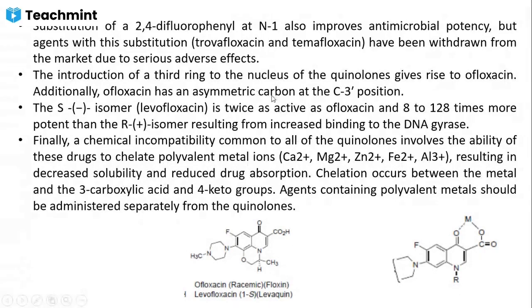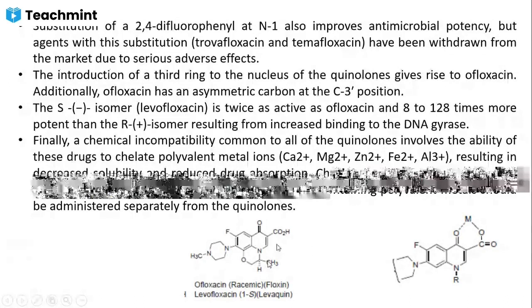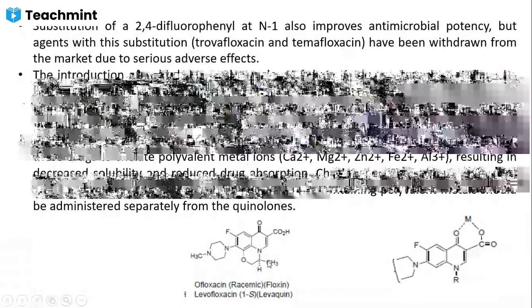Then the introduction of a third ring to the nucleus of the quinolone gives rise to ofloxacin. Here is the structure of ofloxacin, where they introduce the third ring, which is fused to these two rings. Additionally, ofloxacin has an asymmetric carbon at the C3 position.